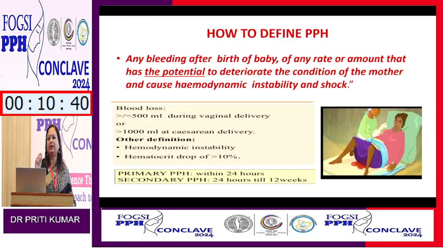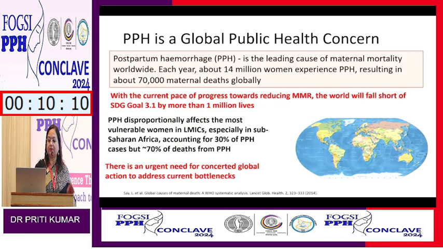The first thing that we need to redefine is the PPH definition. Why has the clinical definition been redefined? Any amount of bleeding after the birth of the baby that has the potential to deteriorate the general condition of the mother is called PPH. Because more than 50% of pregnant women are anemic in our country, we cannot take that definition of 500 and 1000 ml. We have to cut down and change the criteria for defining PPH, for early intervention in these cases.